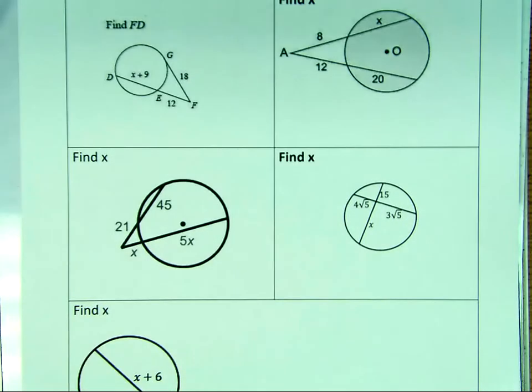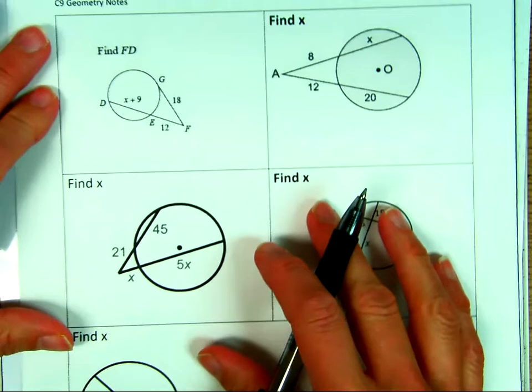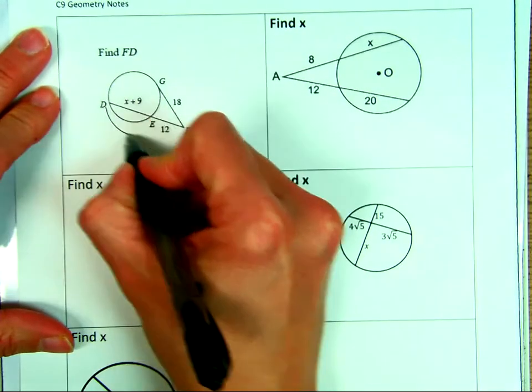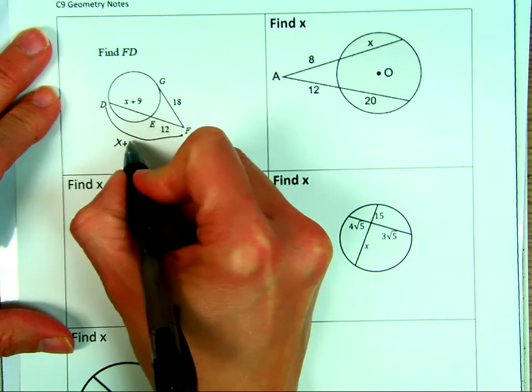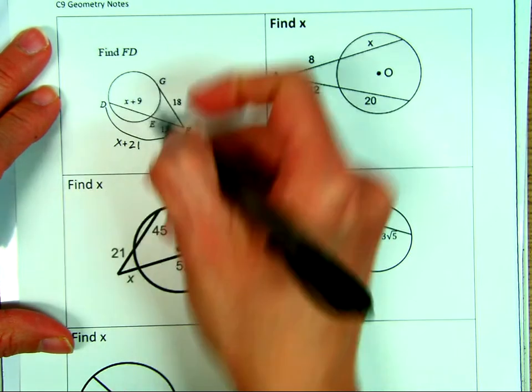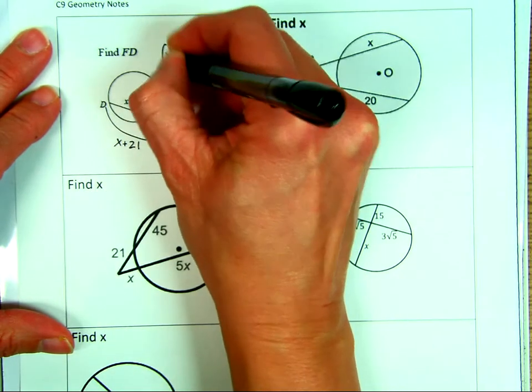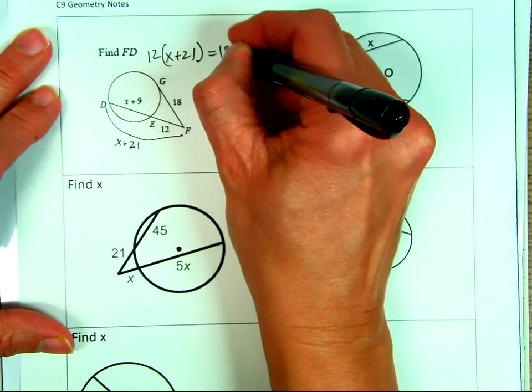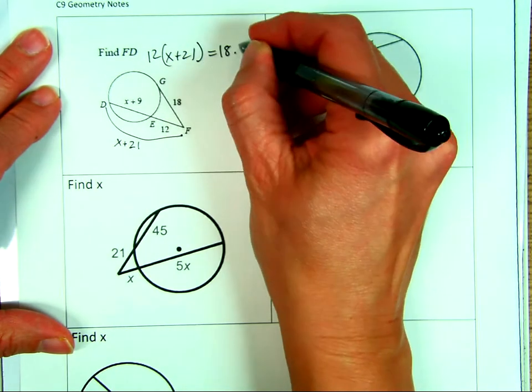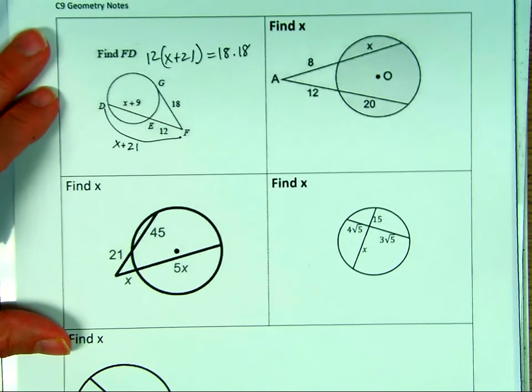Okay, we have another secant and a tangent. So we're going to say the whole thing. What is the whole thing? It's going to be x plus 9 plus 12, but what is 9 plus 12? It's 21. So now we have the whole thing, x plus 21, times the outside part, which is the 12, equals the whole thing, which is the tangent, times the outside part, which again is the 18.